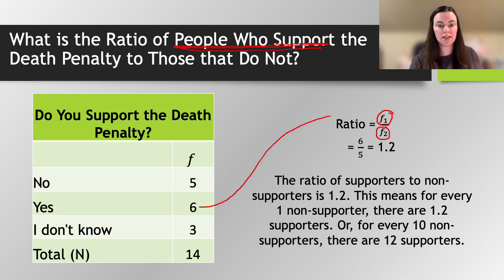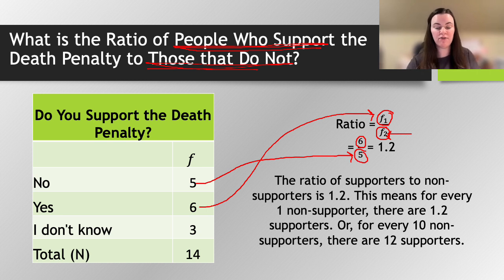I take the folks that said, yes, I do support the death penalty, and that's where I get our numerator here of 6. Second, I only have to identify our second frequency here, which is in comparison that those that do not support the death penalty, where all I have to take are my no values here and plug that into my denominator for a value of 5. So if I take 6 divided by 5, I get a total of 1.2.